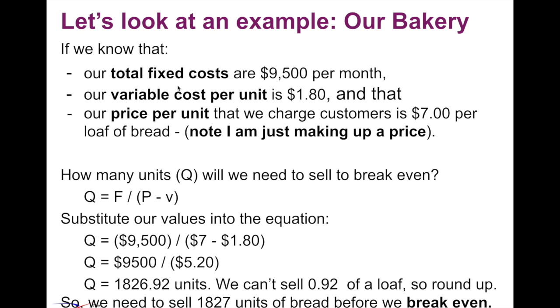Okay? So going back to our bakery example, we know that our fixed costs are equal to $9,500 a month. We already know that our variable cost per month is $1.80 per loaf. And now, for the purpose of this lesson, we're just going to make up a price. Normally in my business classes, I have a lesson on price and stuff like that, but because of the whole COVID-19 thing, we don't have time. So we're just going to make up prices. So let's just say that our price per unit is $7 a loaf. So yeah, I'm just making this price up.